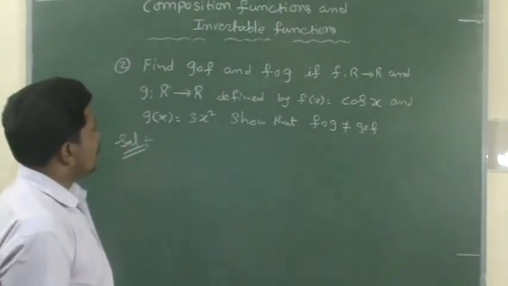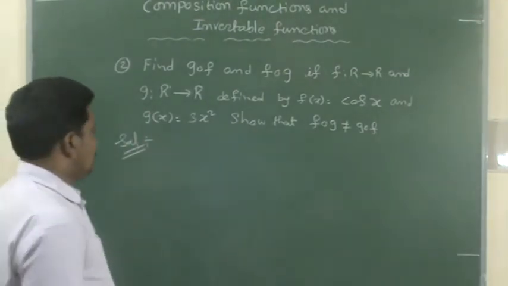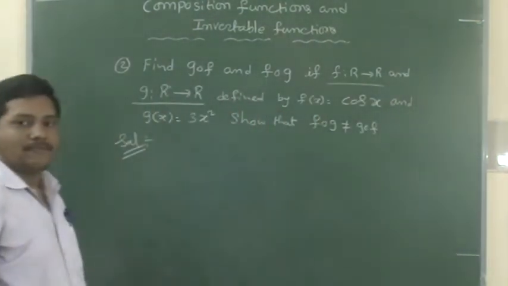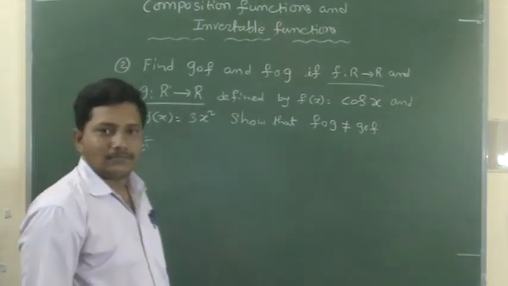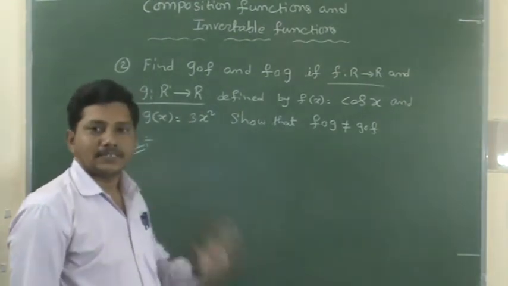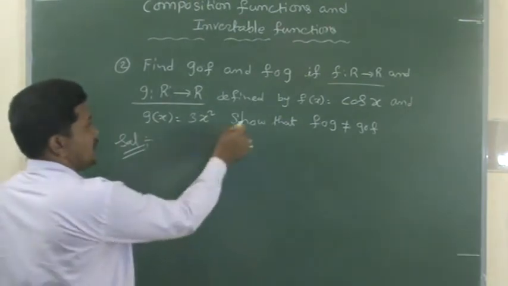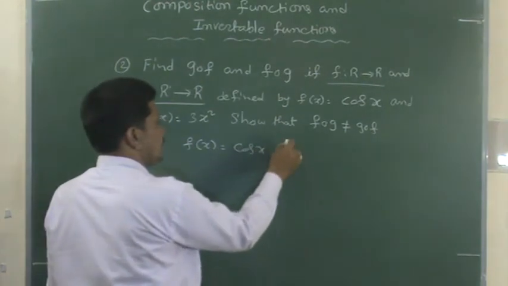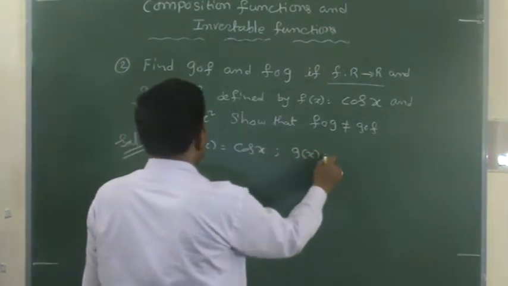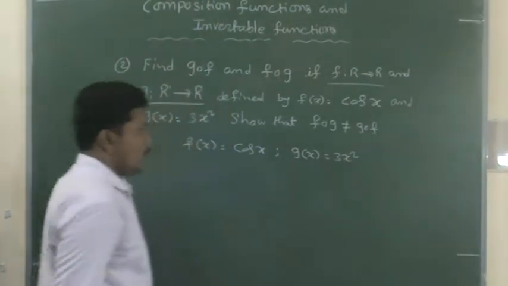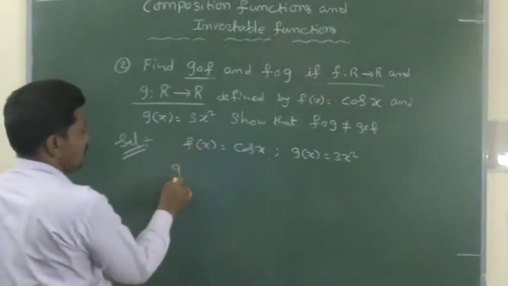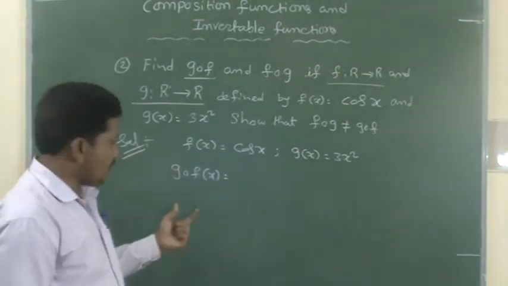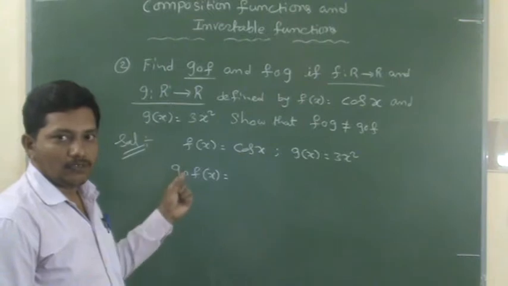Okay, no problem. First of all, I want to find g circle f. Here already given f and g are mapping from R to R, so it is from real numbers to real numbers. Right. Now the main important definitions: f of x is equal to cos x, and g of x is equal to 3x square. Right. I want to find g circle f of x. Please listen carefully. This is the most important point.